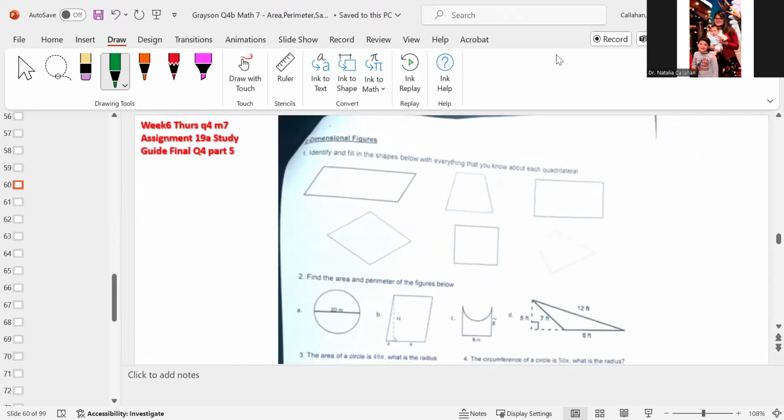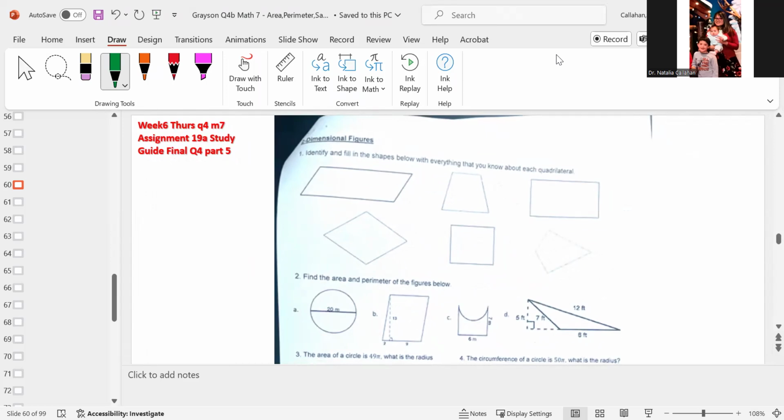All right, this is part 5 of week 6 Thursday for the final study guide. Identify the shape below with everything you know about each quadrilateral. Look at the sides. What do you know about the sides? Opposite sides are equal. All four sides are equal for this parallelogram? No. You need to write down the word. It's a parallelogram, right? Opposite sides are equal. Write that down. Opposite sides are congruent. That's number 1.